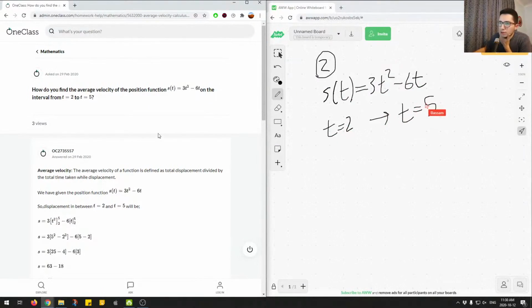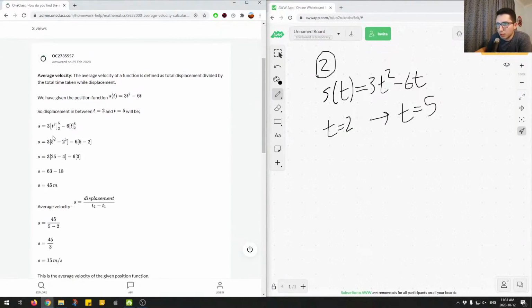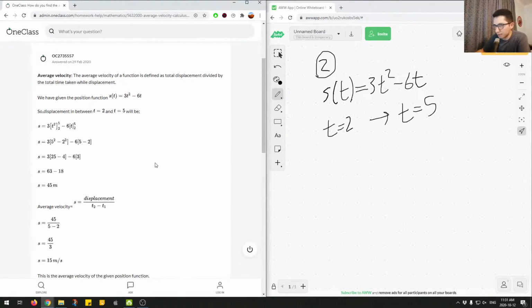Alright. So let's go through the junior tutor's answer and then we'll verify it. So the average velocity of a function is defined as the total displacement divided by the total time. So this is correct. We have given the position function, and we have time. So we can evaluate, yes, at 5 and 2. So here we just substitute 5 minus 2. So there's just substitution for the different times. And then average velocity is 45 divided by the time, which is 3 seconds. So overall, the process looks correct. Let's just verify the calculation.